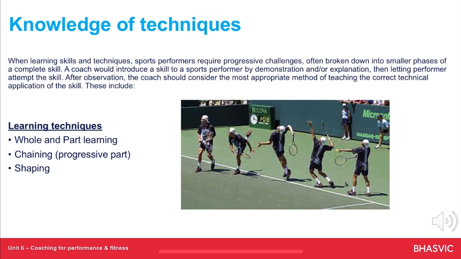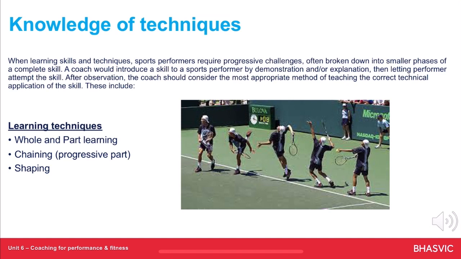Finally, we have shaping. When a coach simplifies the skill, adding more complicated techniques as the performer improves. It's also known as breaking skills down, because you can't chain it. You can't break the skill down as it won't work because it's performed at high speed.